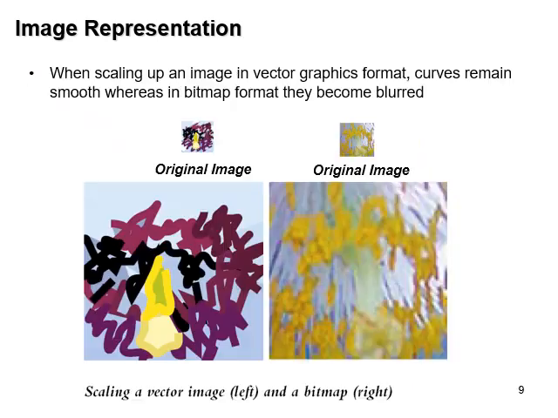Okay. Another advantage of vector graphics is that when you scale up an image, the curves remain smooth, whereas in bitmap format they become blurred. Let's look at this. You remember the picture we had in the previous slide. This is the center of the flower, the inner part of the flower in the vector graphics image, and this is the one that we had in the original image, the bitmap one. Okay. Now, if we scale them up, we just zoom in on this part and zoom in on this part.